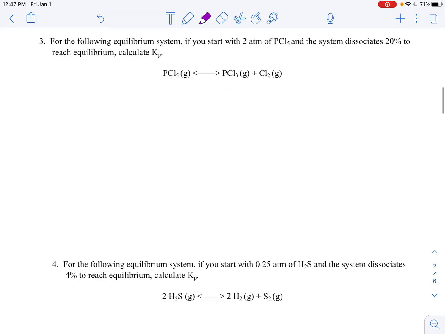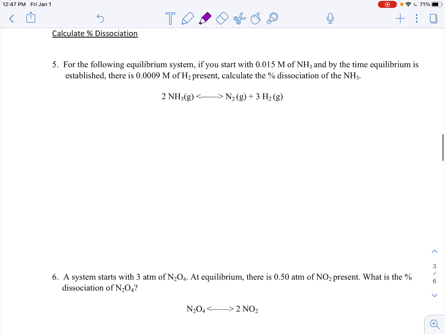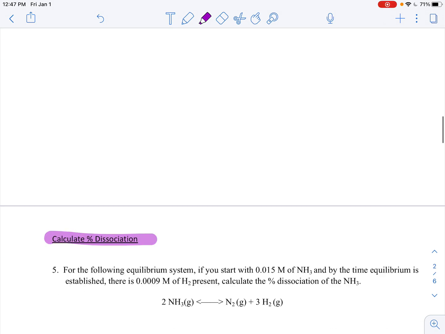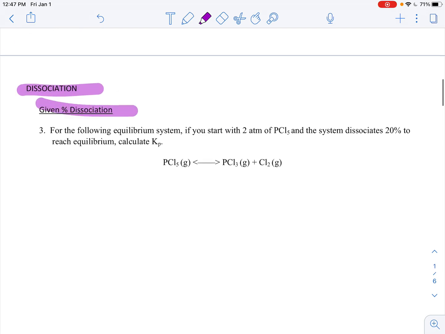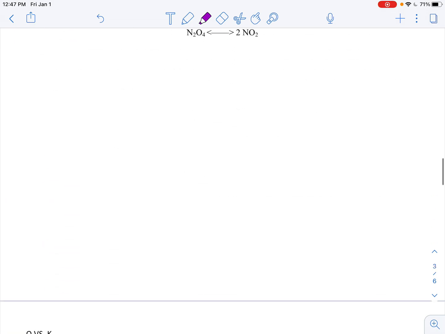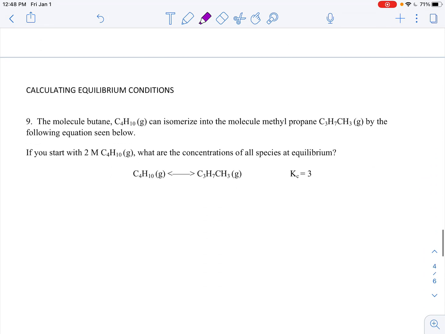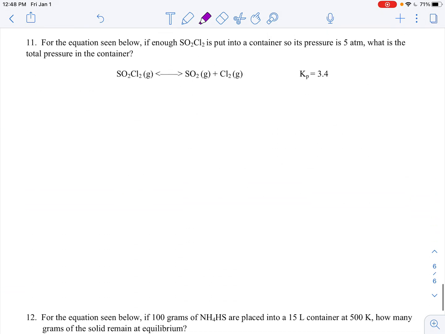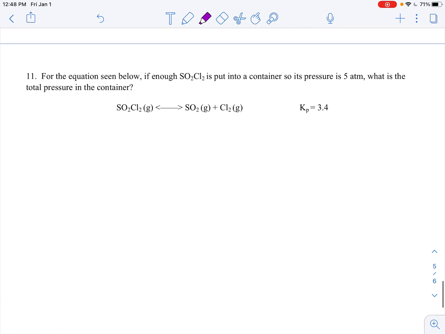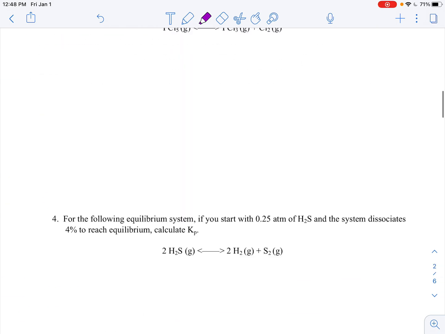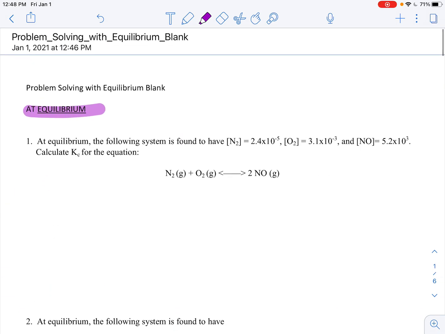They could ask you about something while it's already at equilibrium. They could ask you about some dissociation questions, where you're either supposed to calculate the percent dissociation or you're given the percent dissociation. They could ask you about temporary conditions called Q. And then they could ask you to calculate what the equilibrium conditions are. So we've got a dozen or so different types of problems to run through here.